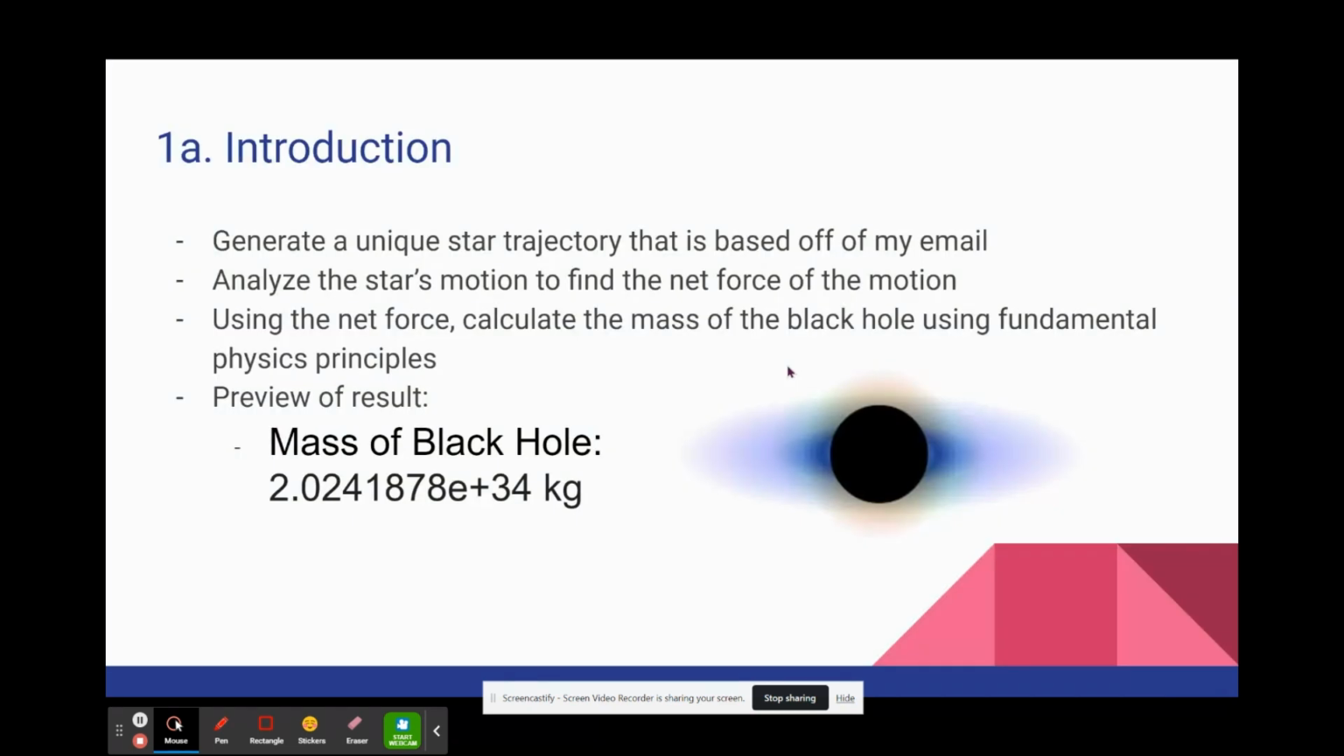The goal of this lab is to generate a unique star trajectory that is based off of my email address, and to analyze the star's motion to find the net force of the motion, and then using that net force to calculate the mass of the black hole using fundamental physics principles, which we will then use to calculate a ship's escape speed. And the mass of the black hole, just for a quick preview of the result, is quite large in magnitude. It's 2 to 10 times 10 to the 34th kilograms, so quite large.